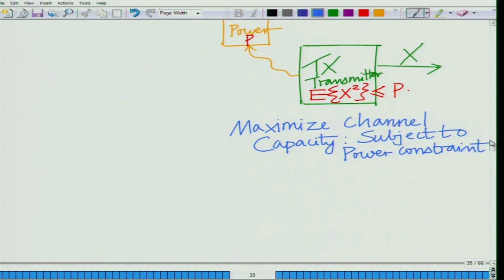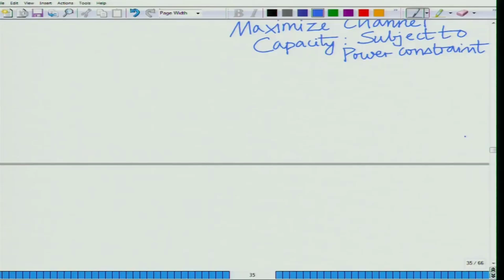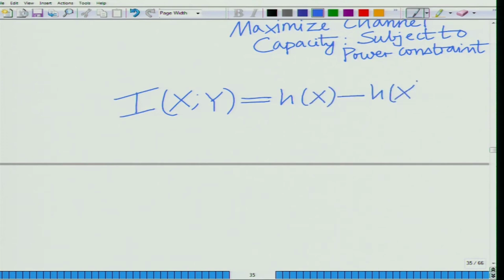Maximize the capacity, but subject to the power constraint, that is, the total transmit power is limited by this quantity. Now, let us proceed by doing that. First, realize that from our definition of mutual information, the mutual information is nothing but H(x) minus H(x given y). This is the mutual information.